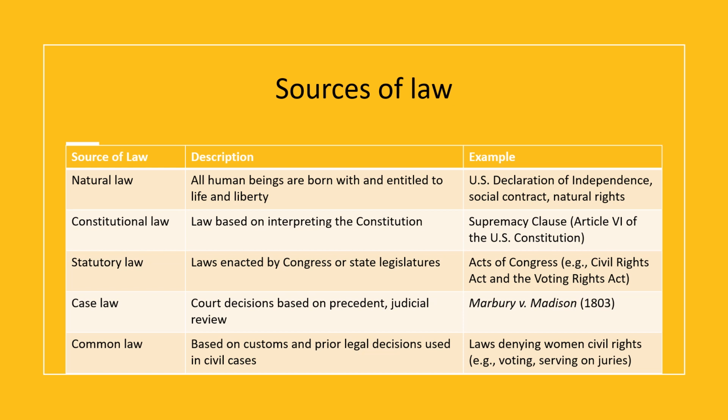What about statutory law? When we focus on statutory law, these are laws enacted by Congress or state legislatures. In essence, we're talking about statutes that have been passed by the national legislature, which is Congress, or state legislatures, and enacted by the president or governor. So when we look at the Civil Rights Act and the Voting Rights Act, we're focusing on statutory laws.